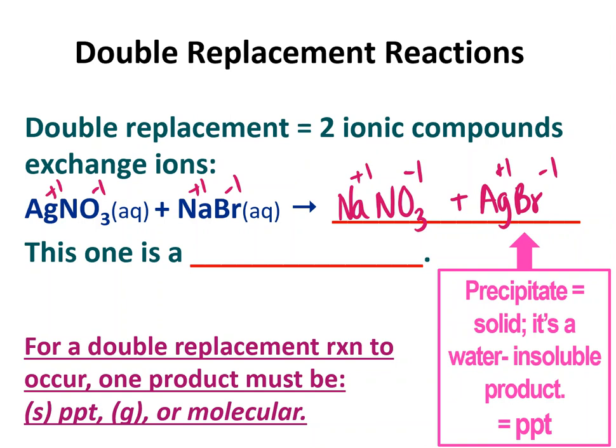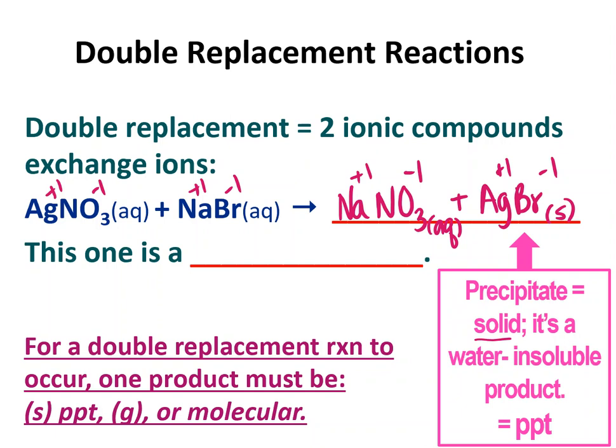Okay, and then the next thing I'm going to do is put some state symbols on here. How we decide this, we'll talk about a little bit later, but I'm just going to tell you that here, this one is aqueous because it dissolves in water, and this one is a solid. It's because it does not dissolve in water, so it can't be aqueous. It will be a solid like in the bottom of your beaker or whatever. So this product is very important. We call that the precipitate. It's a solid, and it is water insoluble.